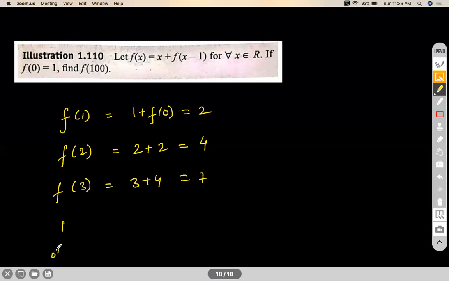This is your zeroth term. First term is 2, then 4, then 7. I think you can make out that the differences between these terms are in AP. So 1, 2, 3, the next difference will be 4, so it will be 11. Okay. So this is your first term, this is your second term. And like that, you need to go till your 100th term, which is your 100th expression over here.